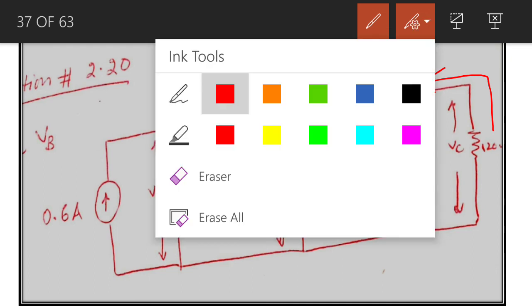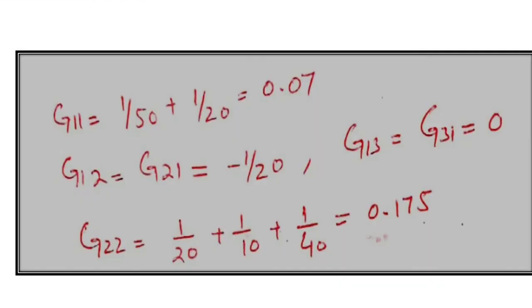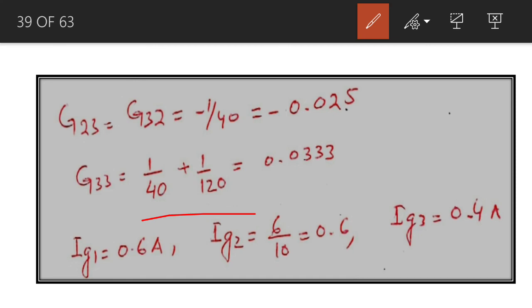So let us consider the value of G33 in this particular slide. You see 2 resistors have been connected to the third node, the resistor of 40 ohm and the resistor of 120 ohm. So G33 will be equal to 1 over 40 plus 1 over 120, which is 0.033 mho. So we calculate Ig1.